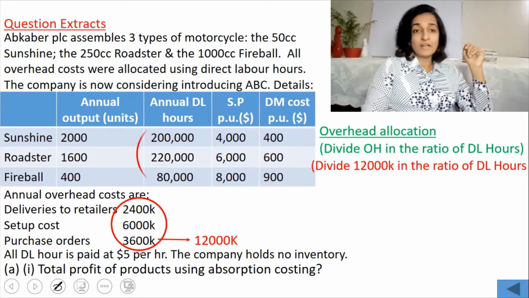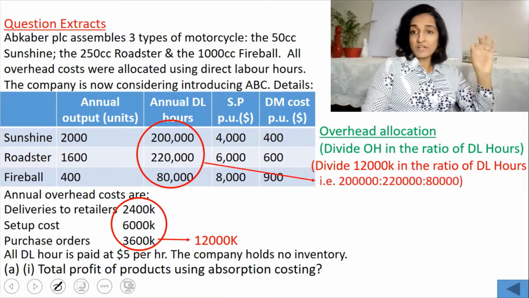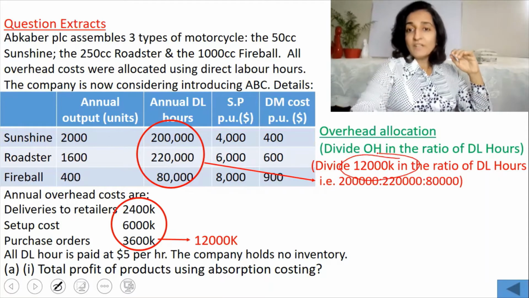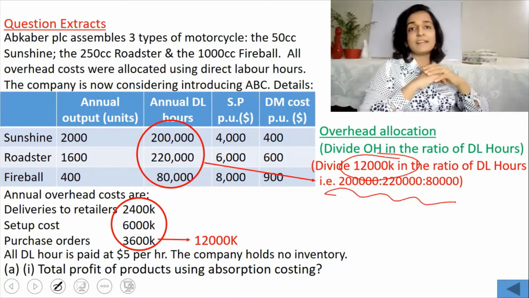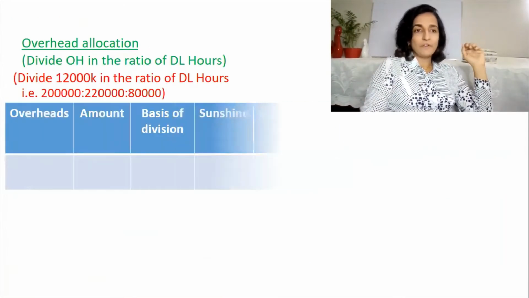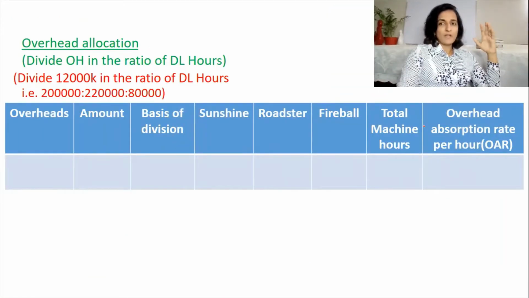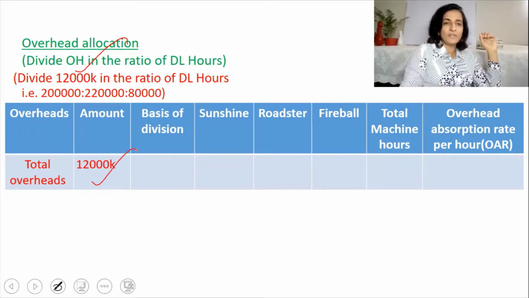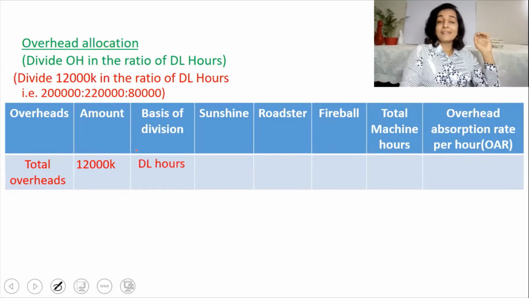And what are the direct labor hours? The ratio is 200,000 is to 220,000 is to 80,000. So once we divide the $12 million in the ratio of the direct labor hours, our first step is done. So we shall make a table for it. The first column is overheads. We have the total overheads, and what is the amount? The amount is 12 million. So I've just copied it here. And what is the basis of division? We have to divide it based on direct labor hours because that is specified in the question.